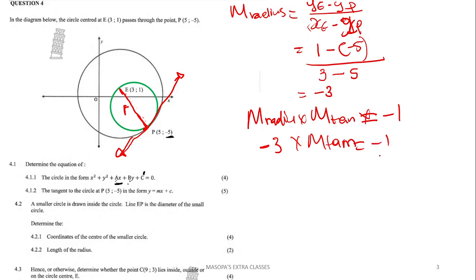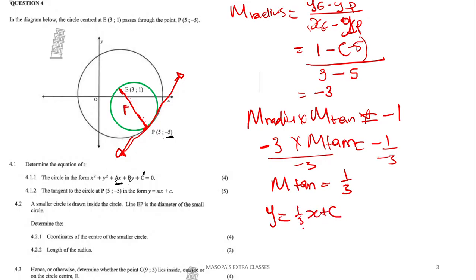Then you're going to divide by negative 3, for which your gradient of the tangent will be 1 over 3, because when you see negative 1 divided by negative 3, you get 1 over 3. So it means that now your equation is going to look like this, whereby your gradient of the tangent is 1 over 3, so y = 1/3 x + c.